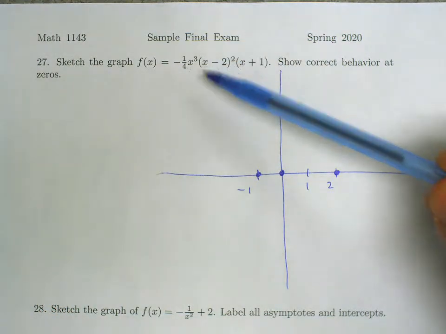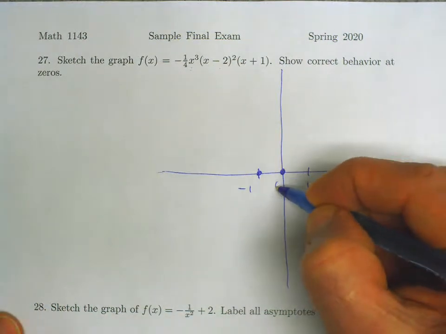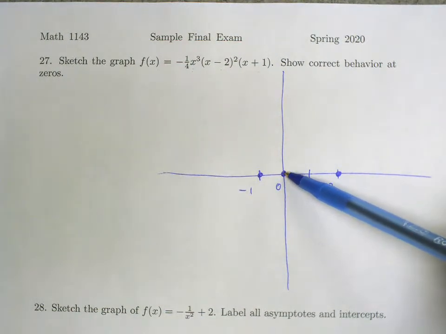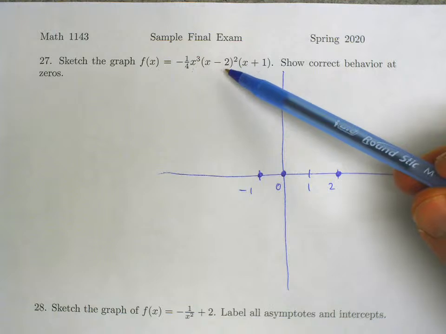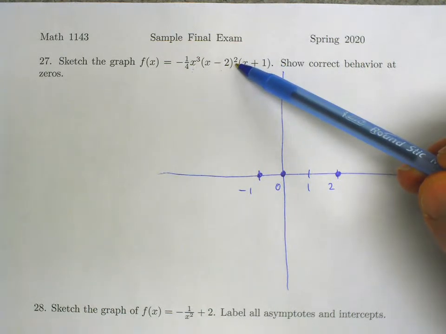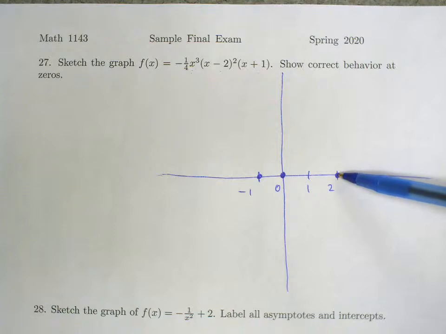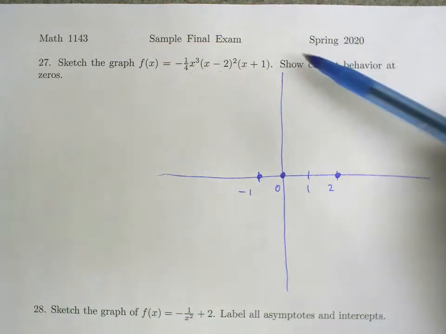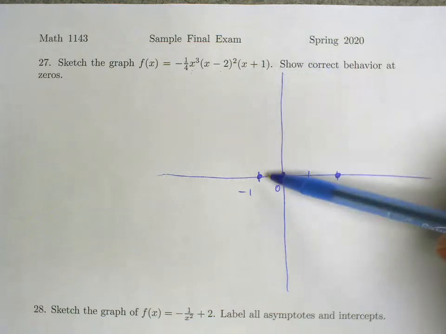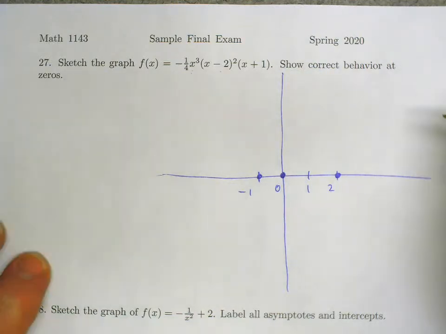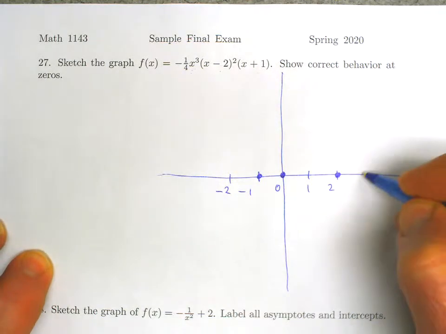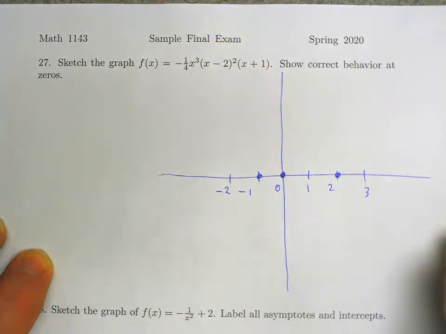The multiplicity of x equals 0 is 3, so that means we have a cross point at 0, 0. The multiplicity of 2 is even, so that means we have a touch point at 2. And the multiplicity of x equals negative 1 is 1, so we have another cross point. So we can plot a few other points and make sure that we have the graph in the right place.